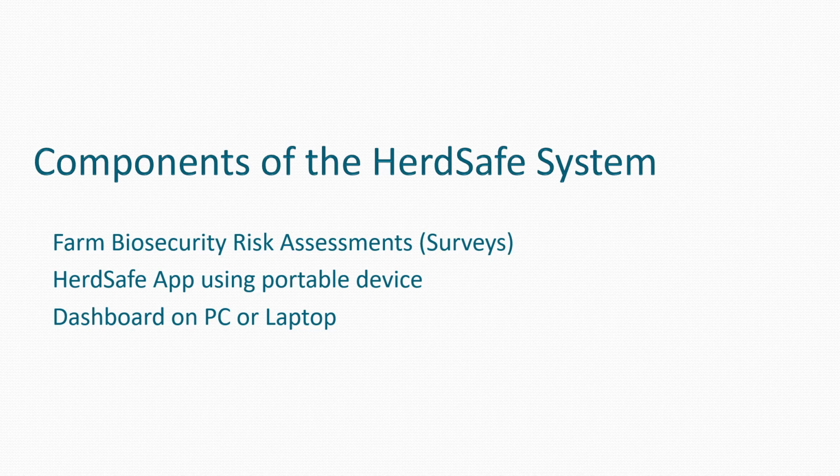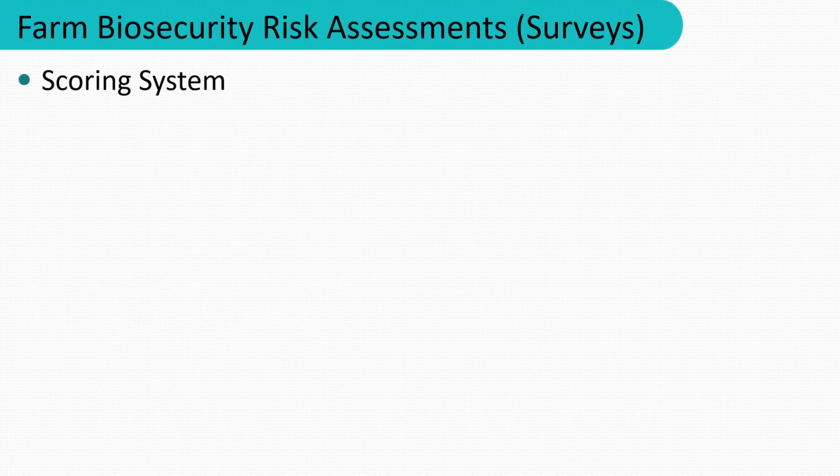These are the components of the Herdsafe system. The prime aim of the scoring system is to prioritise hazards, demonstrate risk improvements, and promote discussion between the vet and the farmer. This means that the absolute score is less important than score changes.